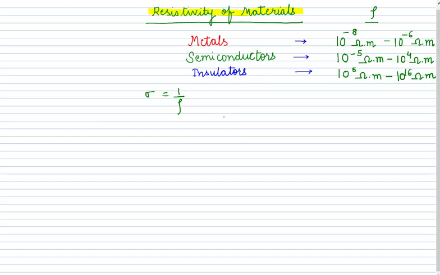Now how does this resistivity rho depend on temperature? That is our next step, because we said that resistivity depends on the material only. It does not depend on the length or the cross-sectional area, it depends on which material we are taking. But it has a slight dependence on temperature also. So how does it depend on temperature? That is what we call the temperature dependence of resistivity.